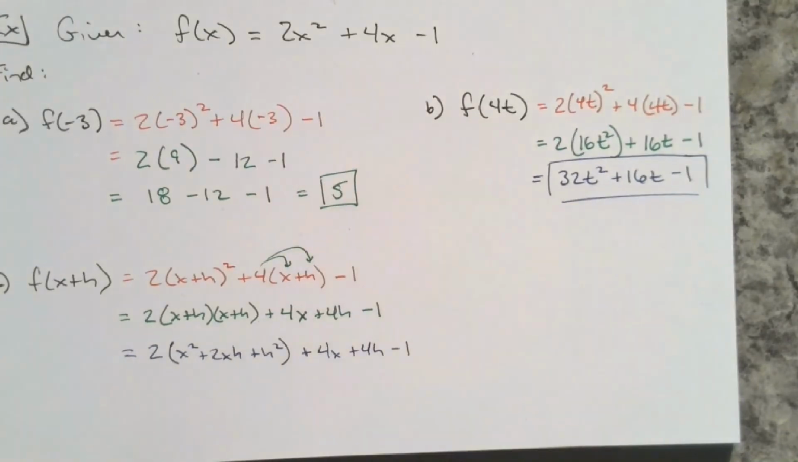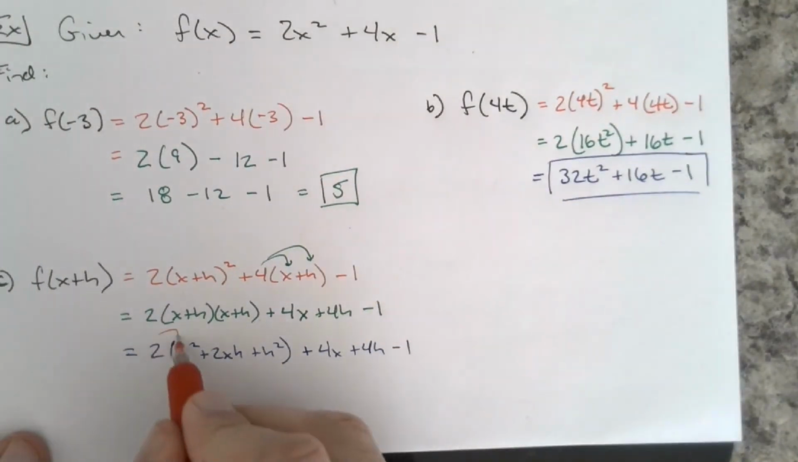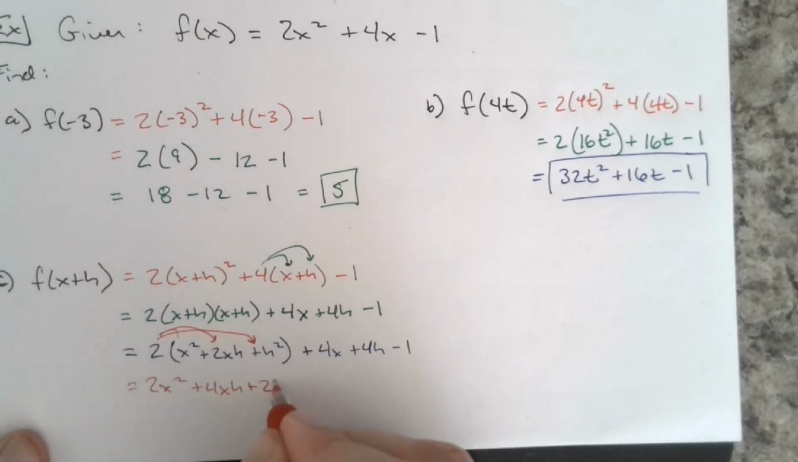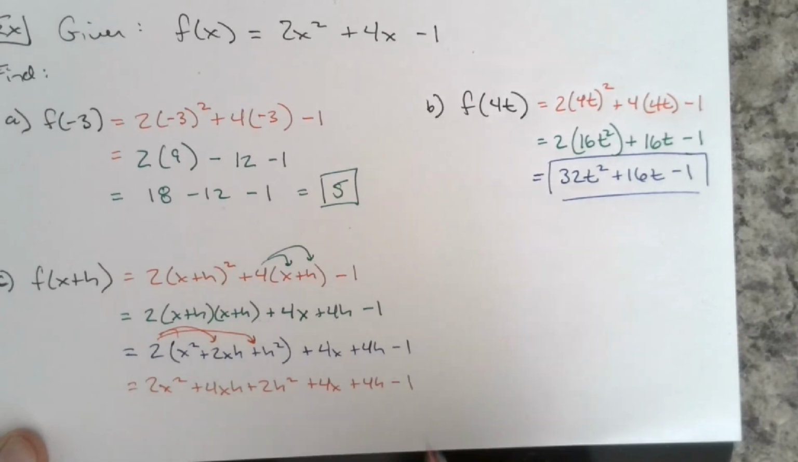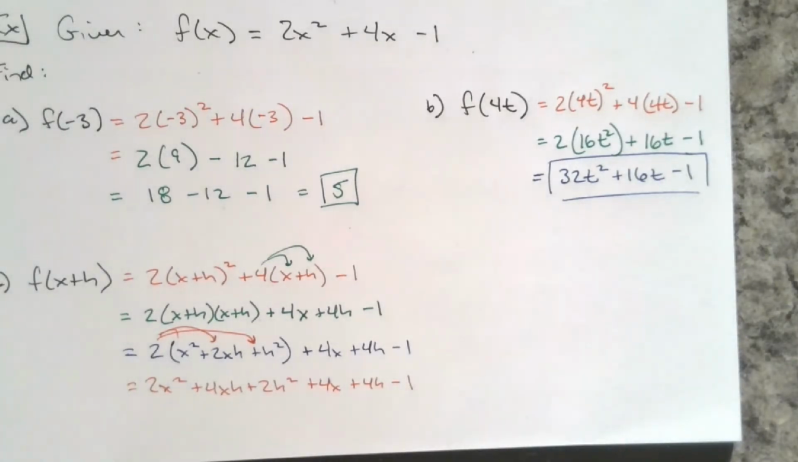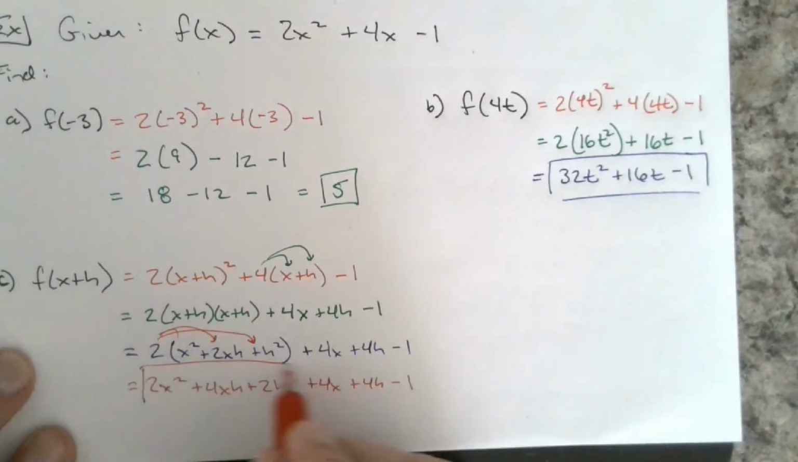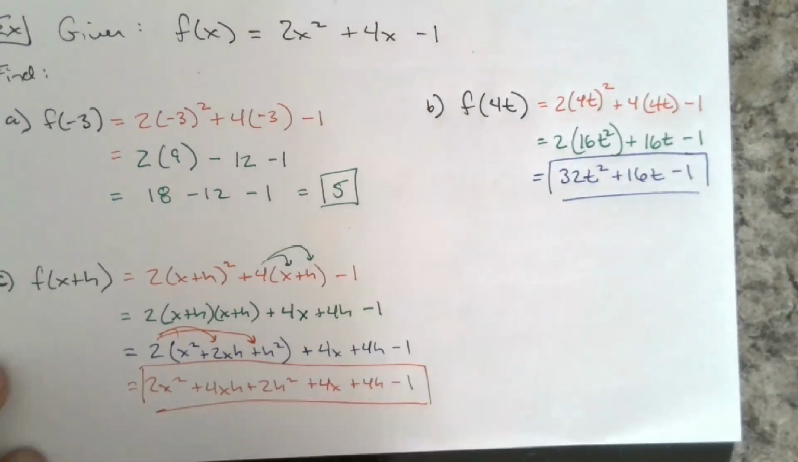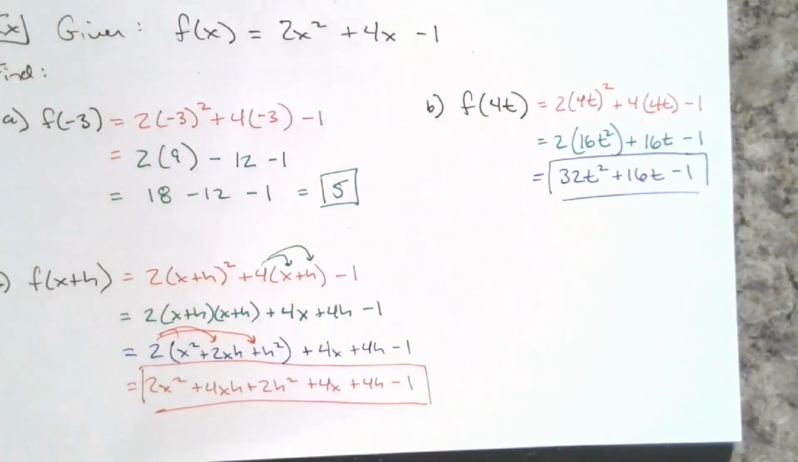And then we'll distribute into this. So we end up with 2x squared. 2 times 2xh makes that plus 4xh. 2 times h squared makes this plus 2h squared plus 4x plus 4h minus 1. And are any of these like terms? The answer here in this case is no. So you're going to leave it. Remember, to be like terms, they have to have the exact same variables with the exact same exponents on those variables.